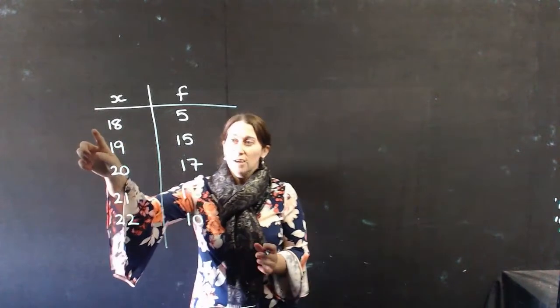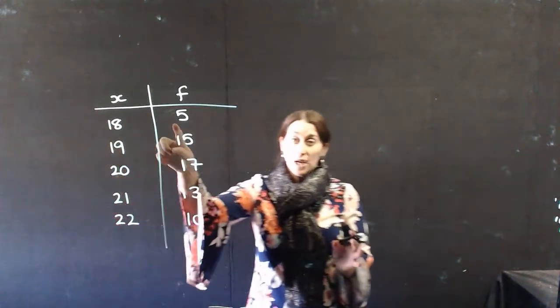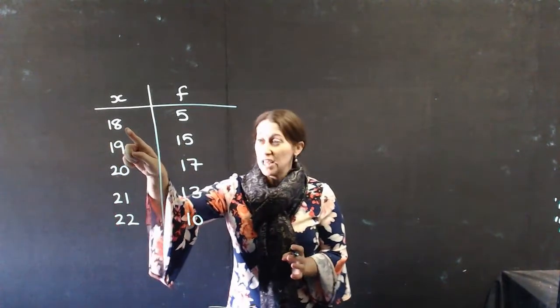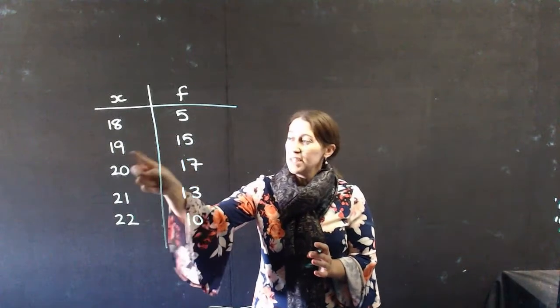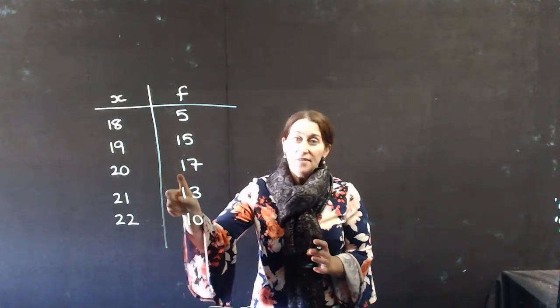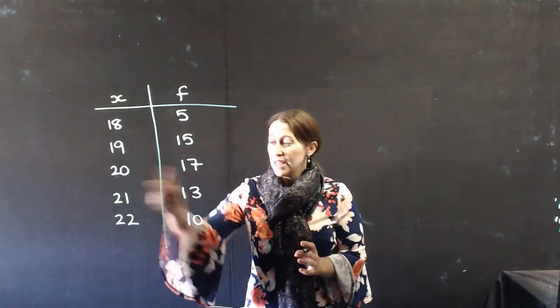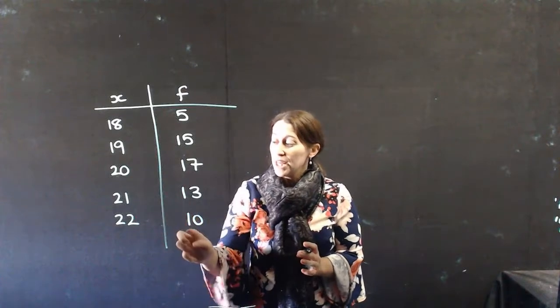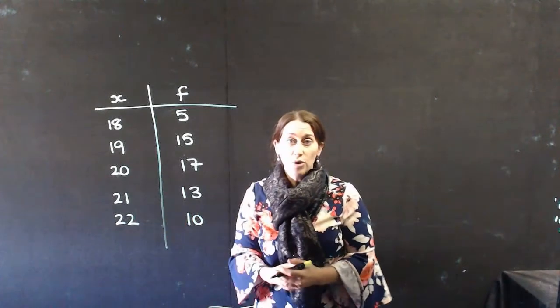So we can see here, first of all, there are 5 people at the party who are 18 years of age. 15 people at the party were 19 years of age, and 17 people at the party were 20, and so on. So 13 were 21, and there were 10 22-year-olds.